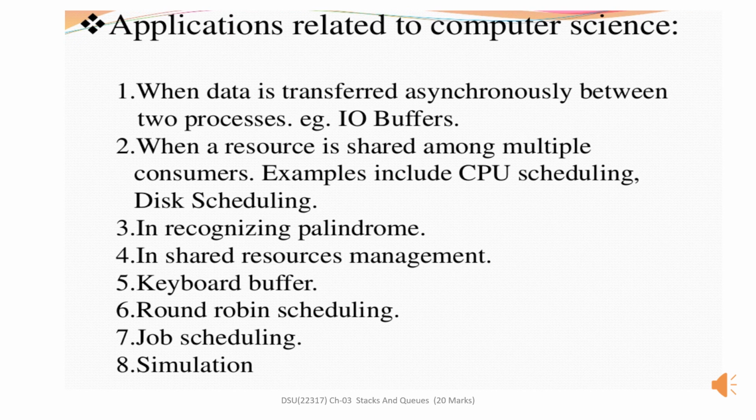Then third is recognizing palindromes. Then fourth is shared resource management. Then keyboard buffer, then round robin scheduling, job scheduling, and simulation. These are the different applications related to computer science for the queue. Means in various applications queue is used.